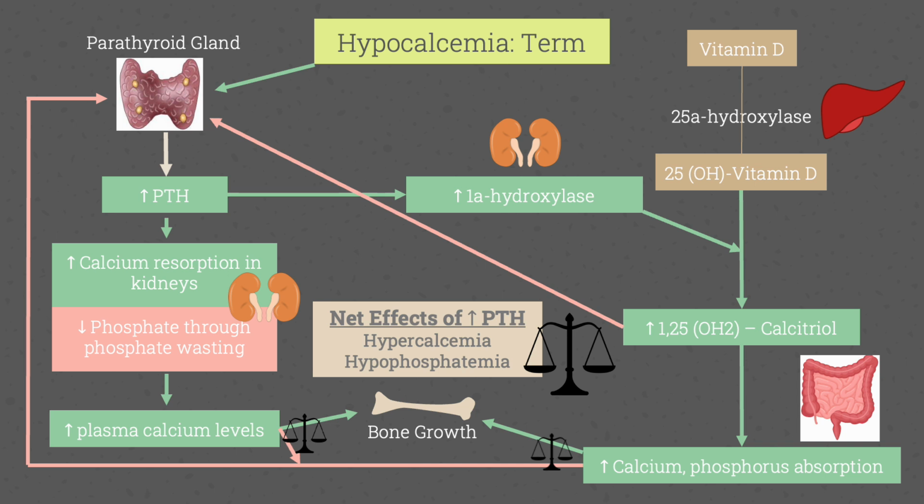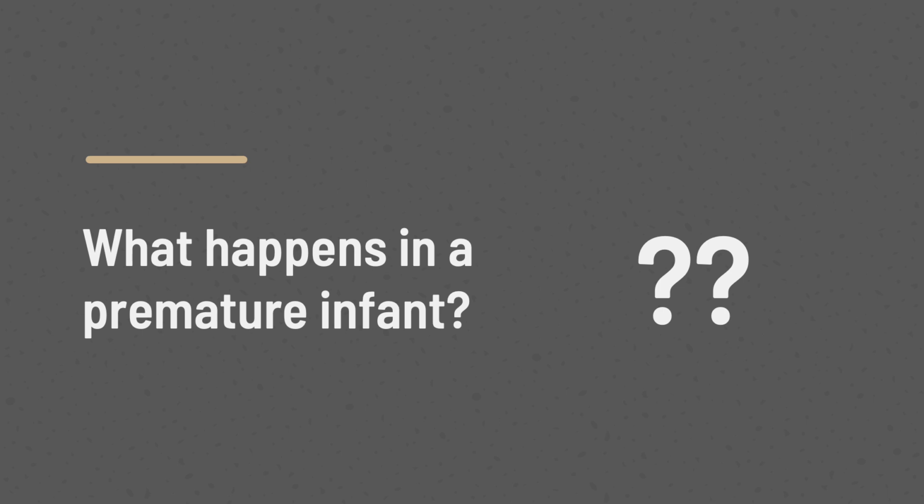So the net effect of an increased PTH is going to be hypercalcemia as well as hypophosphatemia, but in a term infant, this is completely normal and they're able to balance it out appropriately. So what would happen in a premature infant?